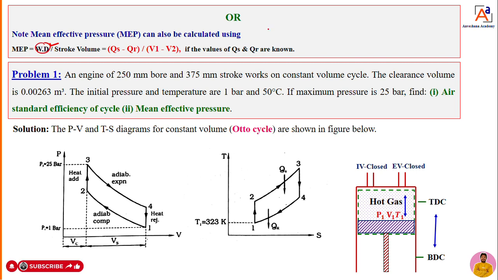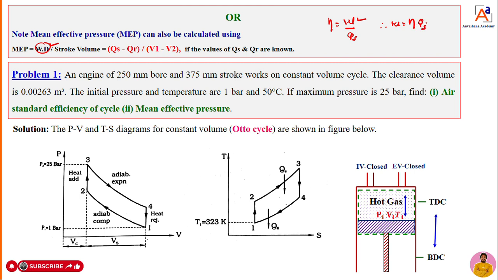With the help of work done, dear students, we already know efficiency generally is work done to the heat supplied or heat addition. Efficiency of an engine is equal to work done to the heat supplied. With the help of the work done equation, I can calculate the mean effective pressure. How to calculate the work done here? The simple method: work done is equal to efficiency into heat addition.